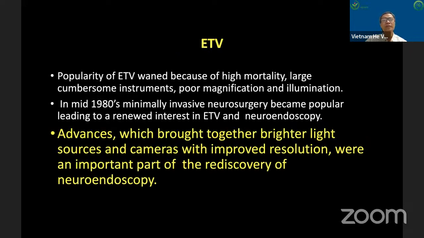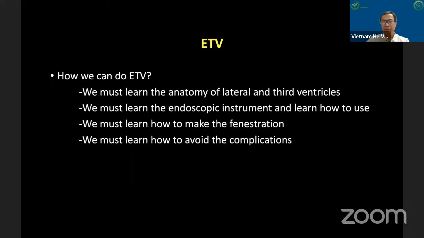Because of many reasons, like the high mortality, and because we didn't have enough instruments, scope, magnification, and illumination, they didn't use ETV so often. But with advances in brighter light sources and cameras, neurosurgeons brought back the ETV technique, and nowadays we can do ETV everywhere.